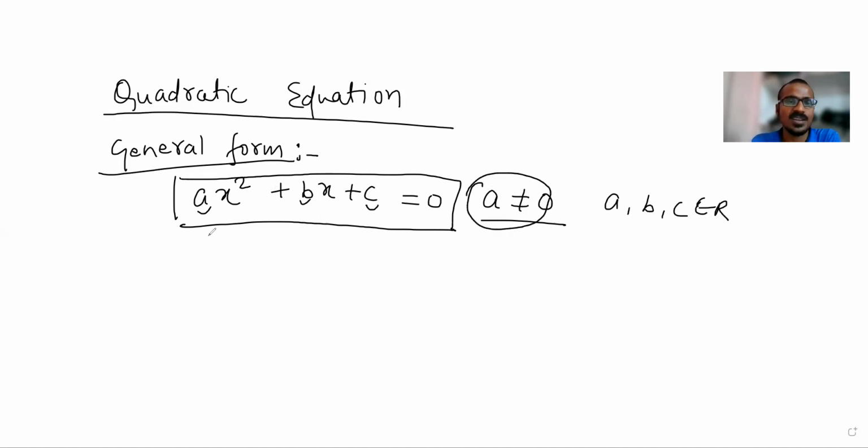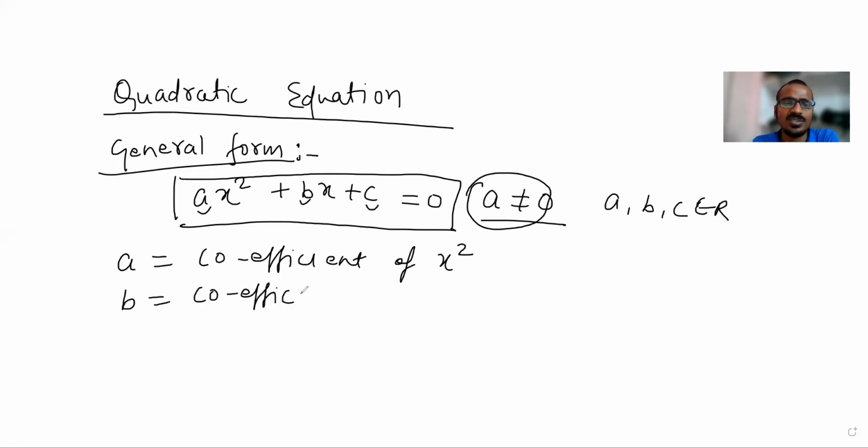Right? So, what is a called? A is called the coefficient of x square. What is b called? B is called the coefficient of x, and c is called the constant term.